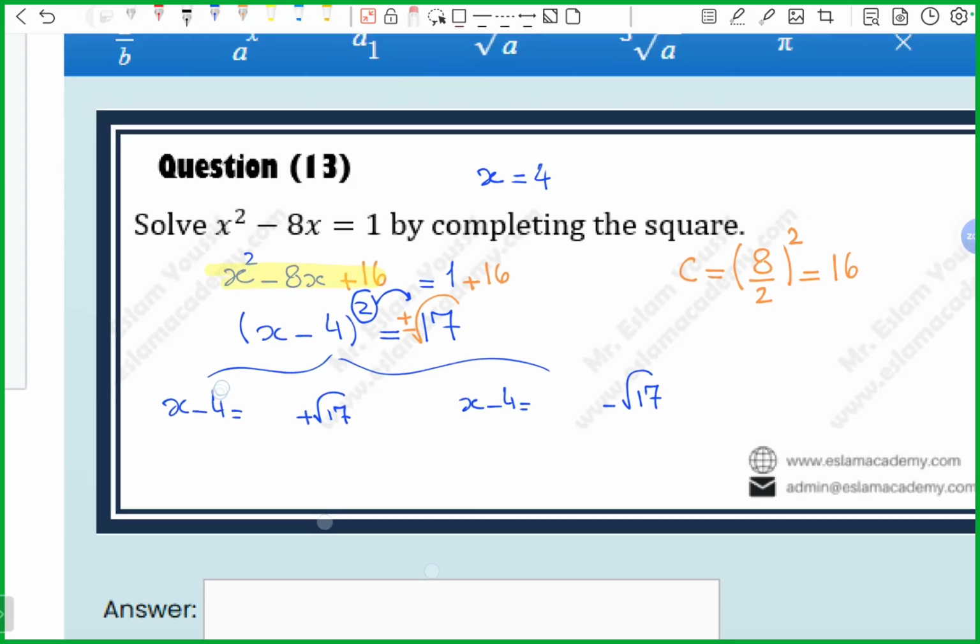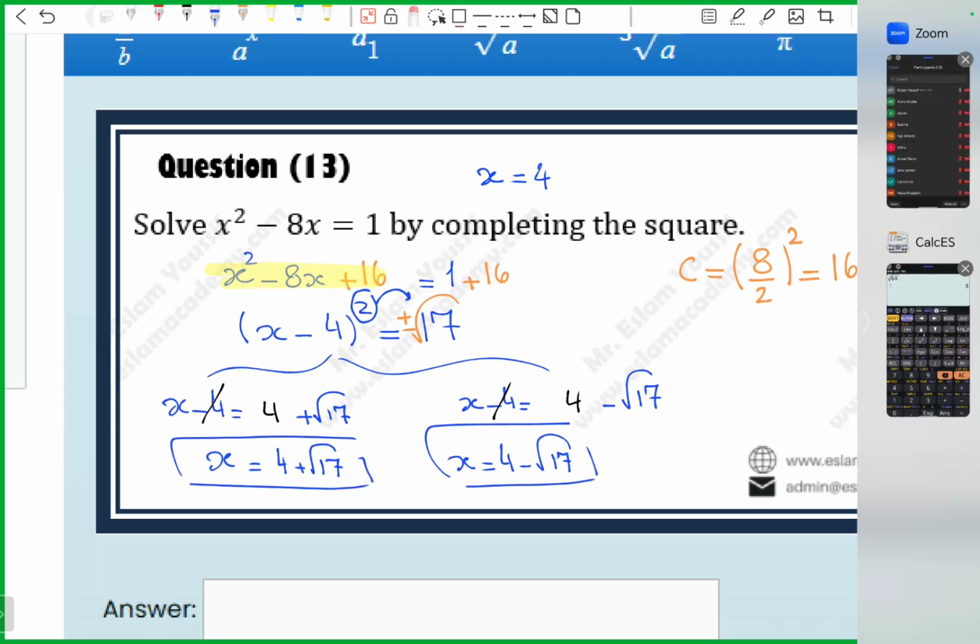No. Just add 4 now. Shift 4 to the other side, it was negative, becomes positive. So what is the solution? X is equal to 4 plus the square root of 17, or x is equal to 4 minus the square root of 17.